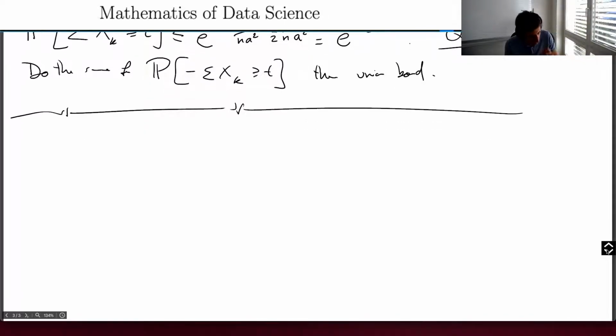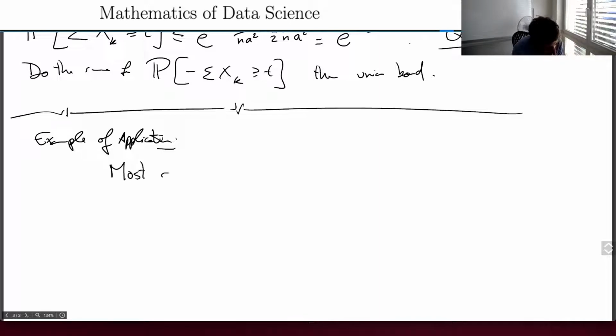Actually, before we do this, let's see an example of an application. We already saw an example of an application when we saw that Chebyshev wasn't giving us what we needed for controlling the infinity norm of that matrix.